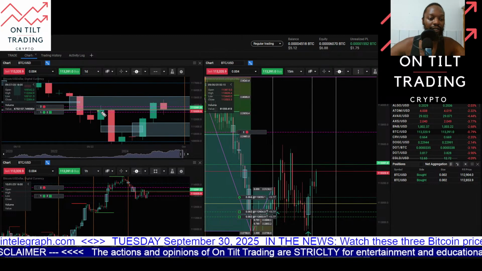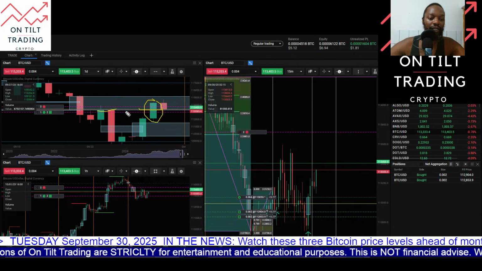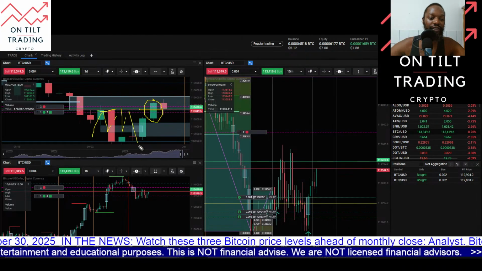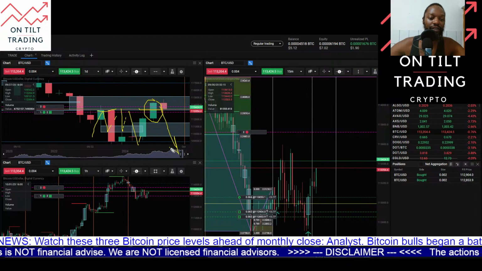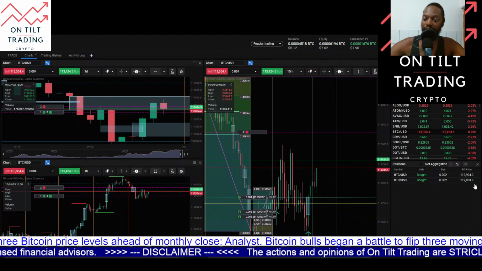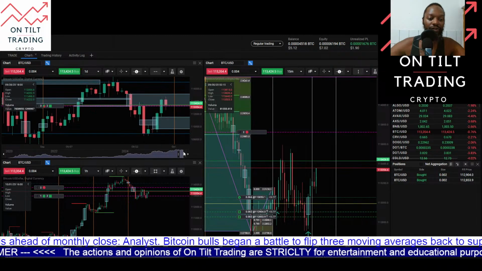There's a swing high right here. This candle here closed above the swing high. So for trading inside of this range, now that price has broken above this range, I'm going to have an overall short bias for trading Bitcoin here off the daily chart.